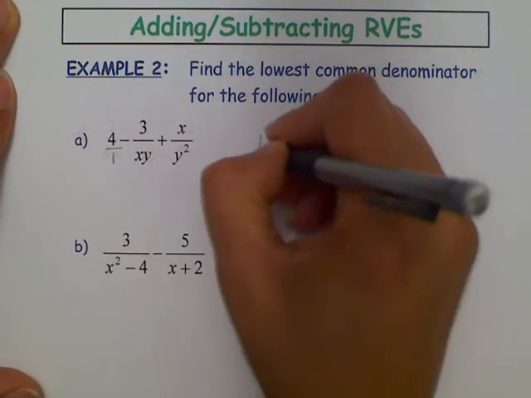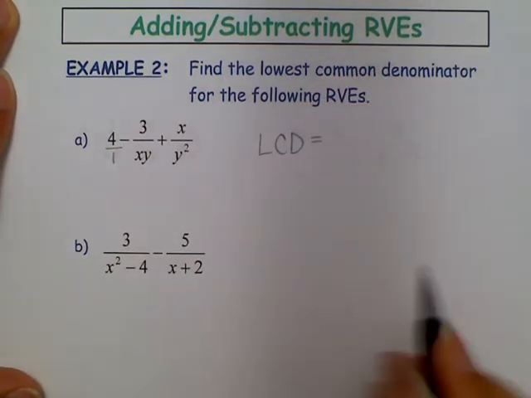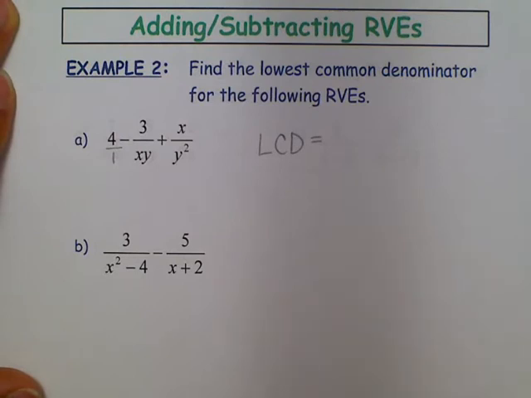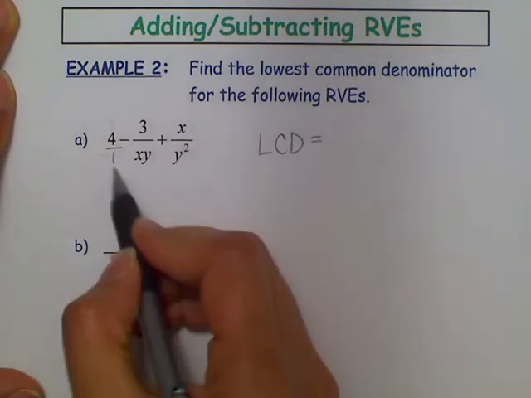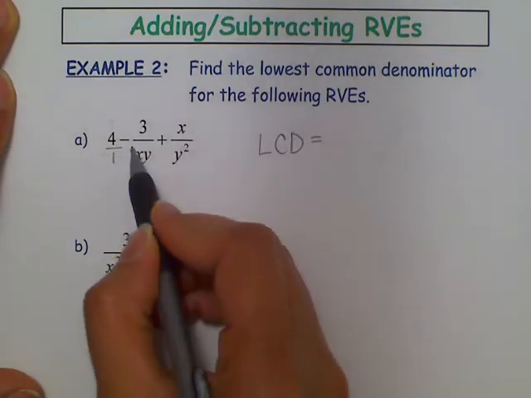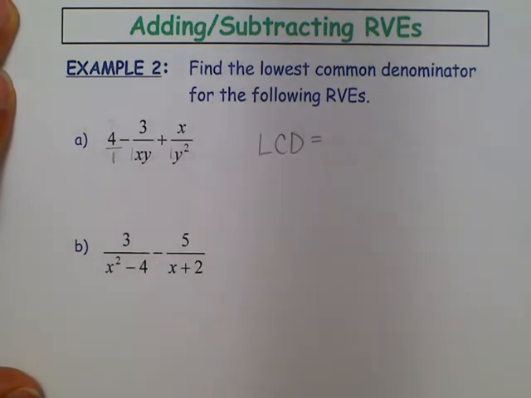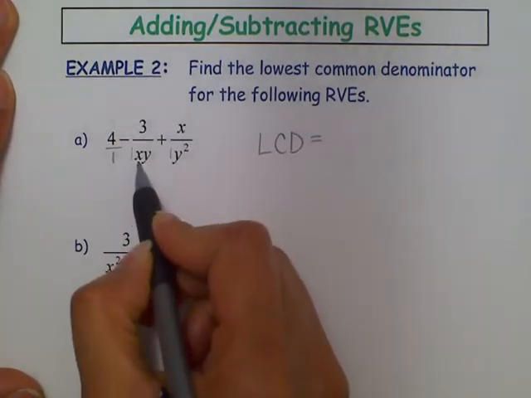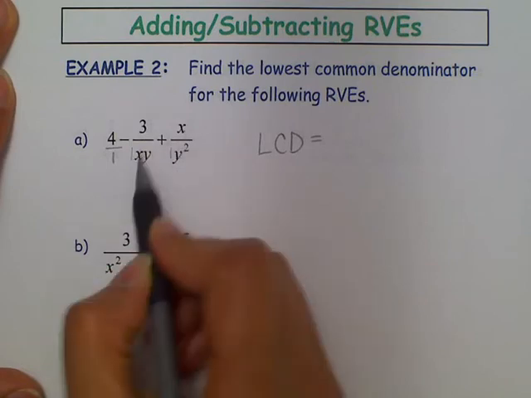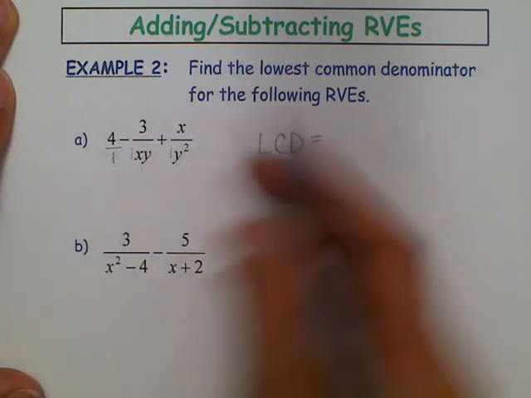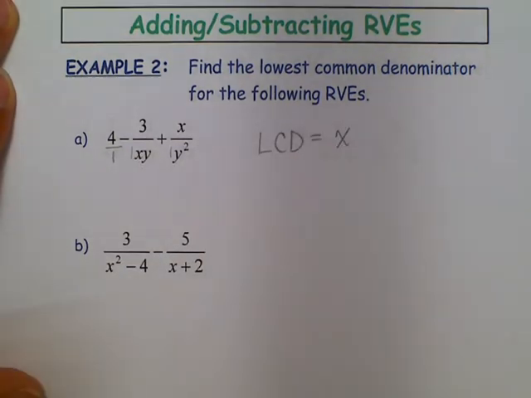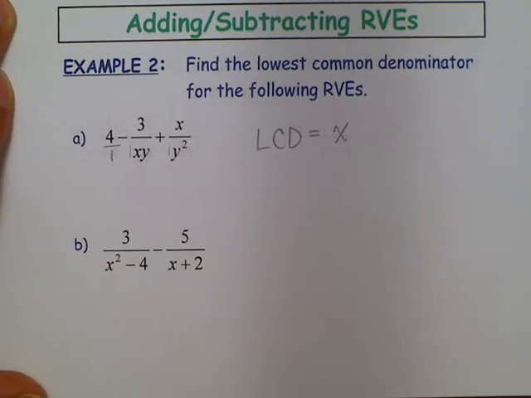So our lowest common denominator has to have numerical parts that are exactly the same in each of the denominators and then variable parts that are exactly the same in each of the denominators. So starting with the number part, I have an imaginary 1 here, an imaginary 1 here, and an imaginary 1 there. And so that means that in terms of the numerical part, 1 is the lowest common denominator. In terms of the variable parts, because I have an x in the denominator of one of the RVEs, that means I need to have an x in the denominator of each of the RVEs. And so I know that x is going to be one of my variable parts for the lowest common denominator.